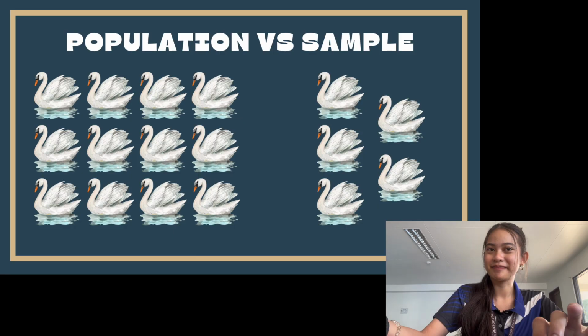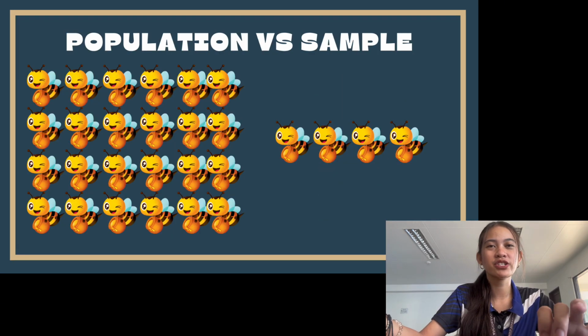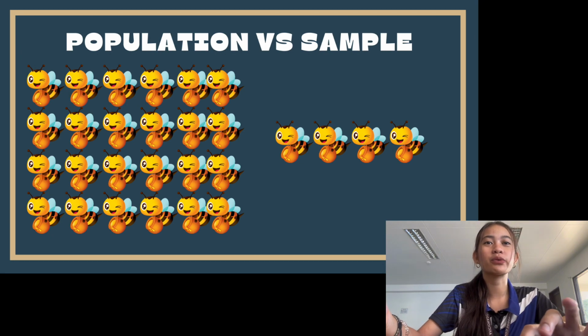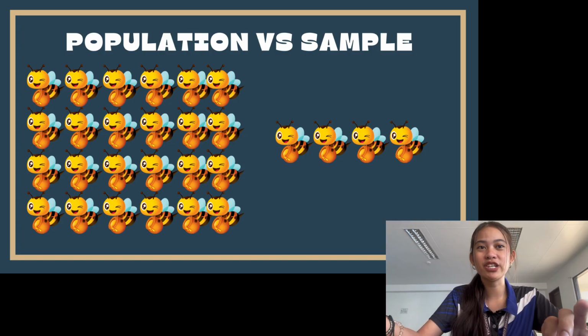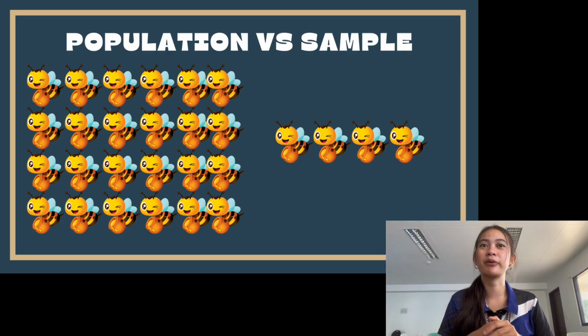So what does it mean? Can you guess? Also, here we have another illustration. We have this total number of bees, and we only have 4 bees in a sample. So can you guess what population or sample is? Okay, so let's define population first.